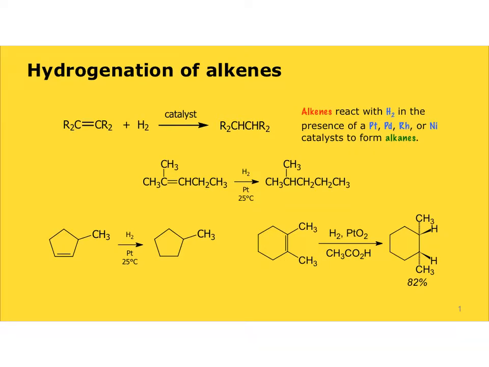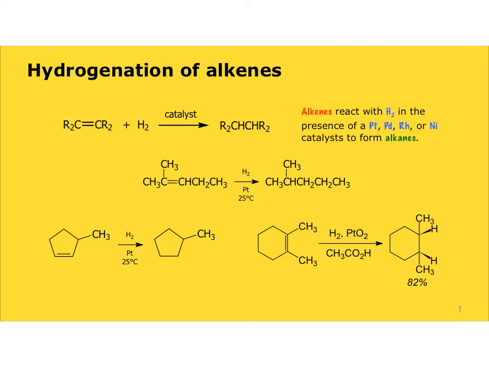Hydrogenation is the addition of hydrogen to a multiple bond. The reaction of hydrogen with an alkene is exothermic, and it's characterized by a negative sign for delta H. Uncatalyzed addition of hydrogen to an alkene, although exothermic, is very, very slow, but its rate is increased in the presence of certain metal catalysts, such as finely divided platinum, palladium, rhodium, or nickel.